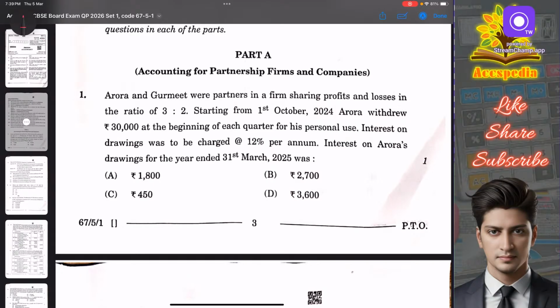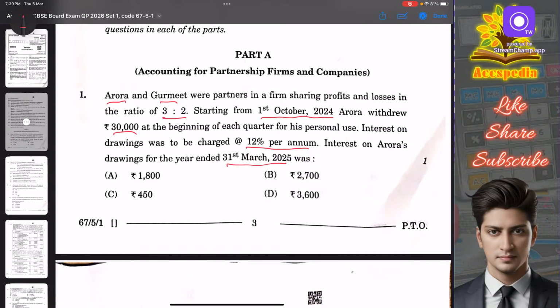Part A. Aurora and Gurmeet are partners. Profit sharing ratio 3:2. Starting from 1st October 2024, Aurora withdrew 30,000 at the beginning of each quarter for his personal use. So each quarter, but only 6 months. That means only 2 quarters, from October 1 to 31st March. It is 6 months. So that means there are only 2 quarters. Interest on drawings was to be charged at 12% per annum.